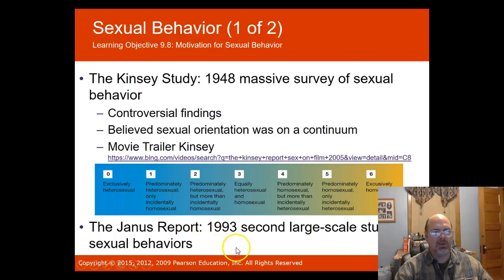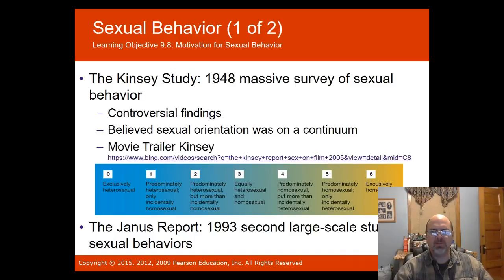So the Janus report was more of a follow-up. They surveyed 3,000 people, but it wasn't from one area. It was from 48 different states and a real cross-section of different people, a diverse group of people. They found out 19% of men and 8% of women had sex by the age of 14.